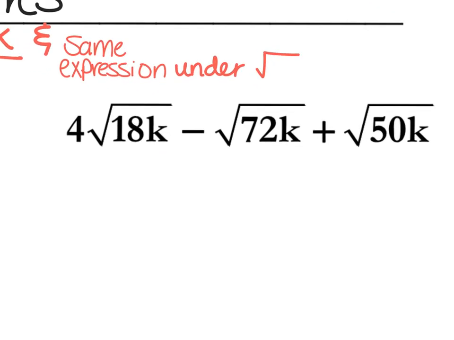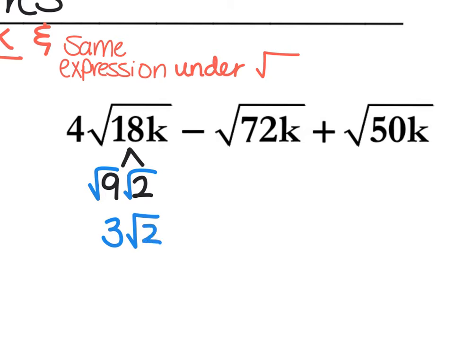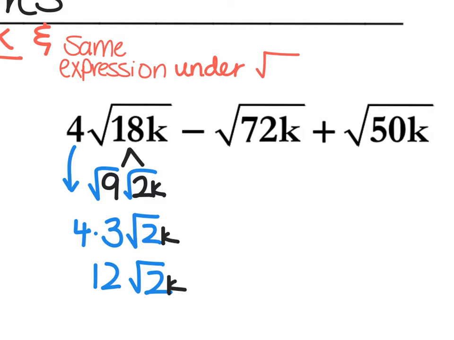Now for this one, I do have to simplify each individual radical, and then I can add if I have like terms. So for example, I can split up 18. 18 is 9 times 2. And if I square root each of these, square root of 9 is 3 root 2. Now with this 4, this is a multiplication problem. So 4 times 3 is 12 root 2. And I kind of just forgot about that k. There's a k under all of these.